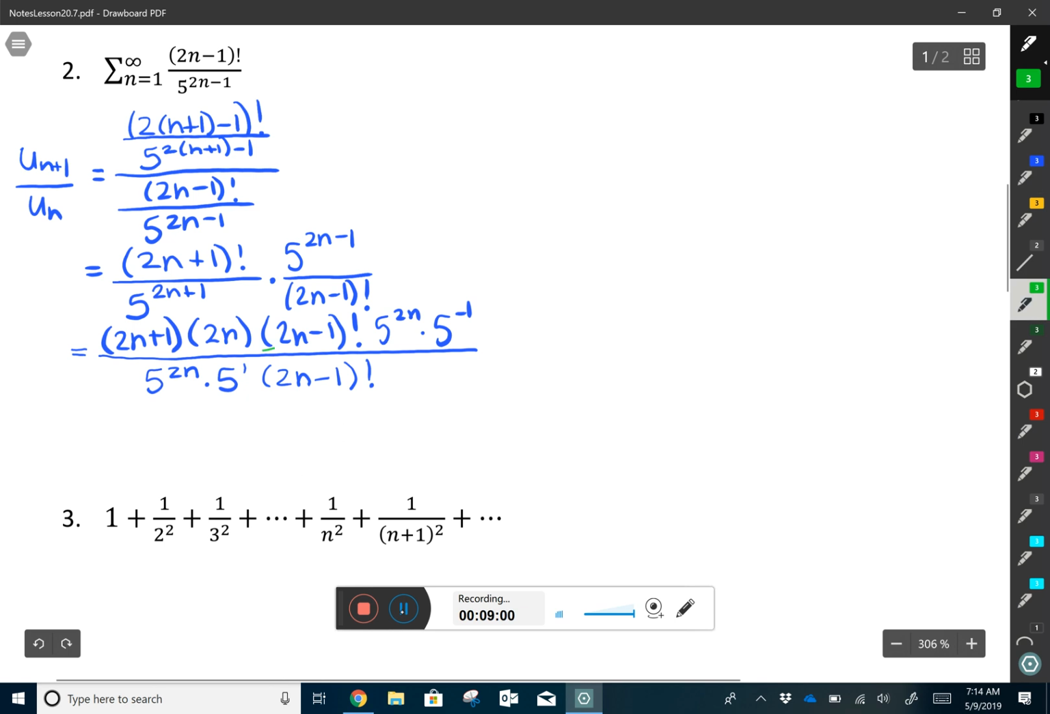So our 2n minus 1 factorials will cancel. Our 5 to the 2n's will cancel. My 5 to the negative 1 then can move into my denominator. And if I expand out my numerators, then I'm going to have 4n squared plus 2n. That 5 to the negative 1 moves into the denominator to give me 5 times 5, so 25.